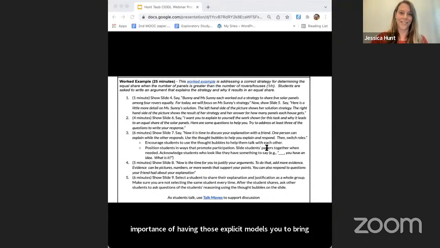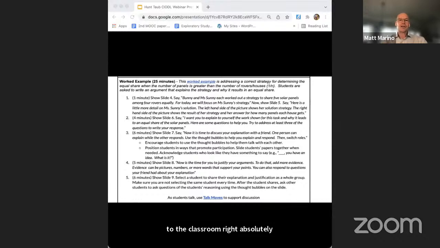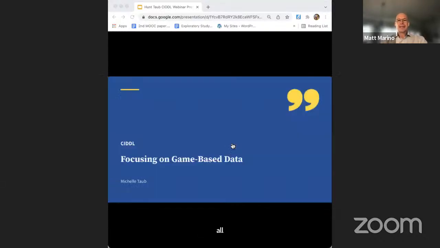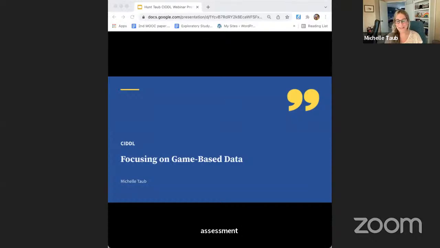Absolutely. All right, so I want to talk a little bit about game-based assessment. And Michelle, that's you. Yep. So this is where I get really excited because I really love data. So I'm going to try to calm myself, but I really do love the data portion.